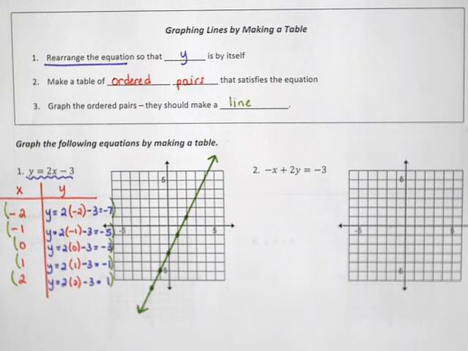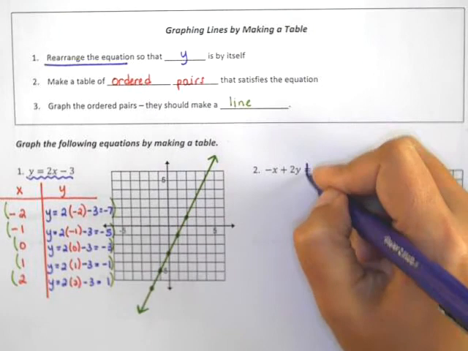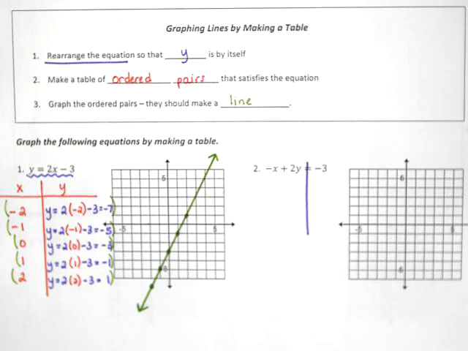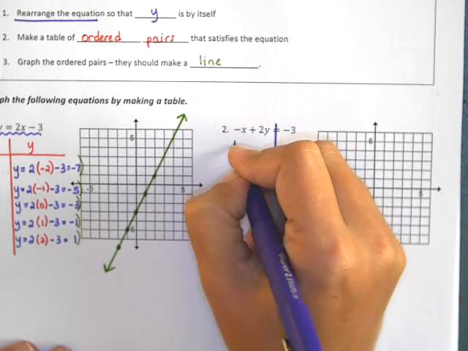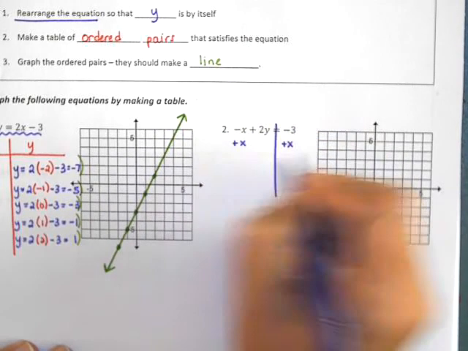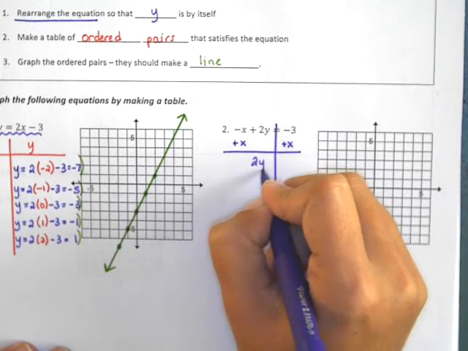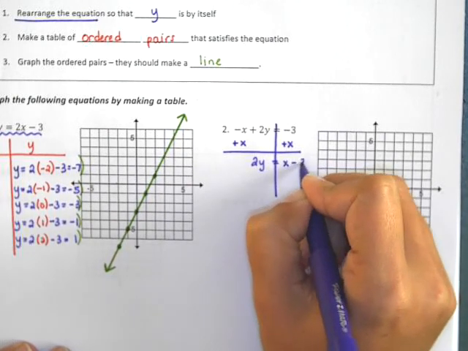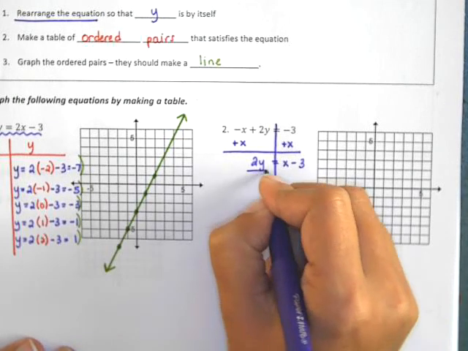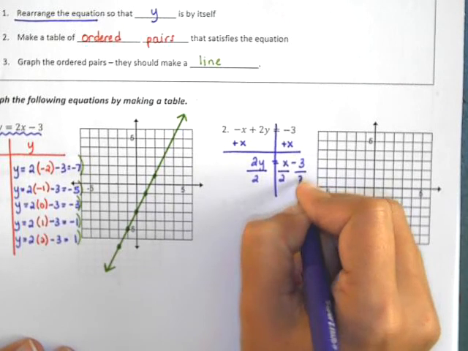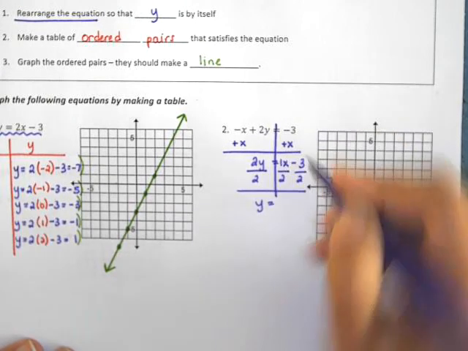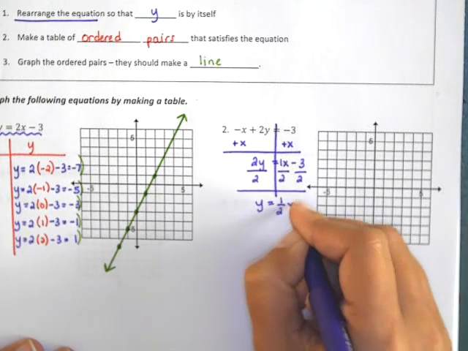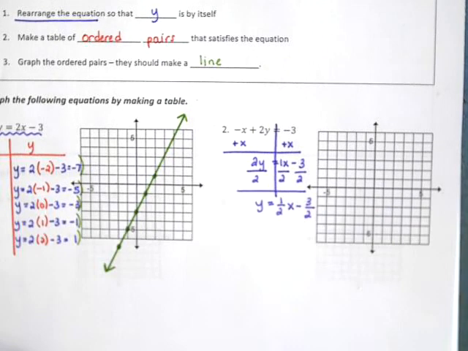Number 2 is a little bit more complicated because in number 2, the y is not already by itself. So we're going to use the same idea as we did in chapter 2, and we're going to rearrange this equation so that y is by itself. If I want to get y by itself, I'm going to start by adding x on both sides. Now when I do that, I get 2y equals x minus 3. Then I'm going to divide everybody by 2. So I would get y equals, now the invisible number by the x is a 1, so it would be 1/2 x minus 3/2.